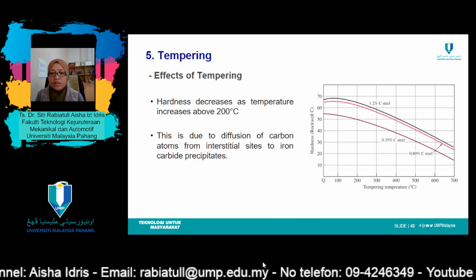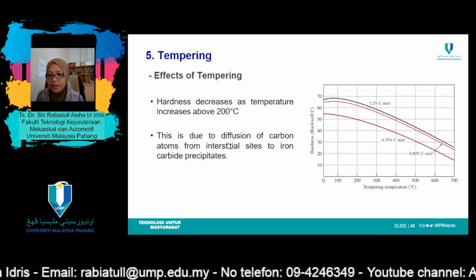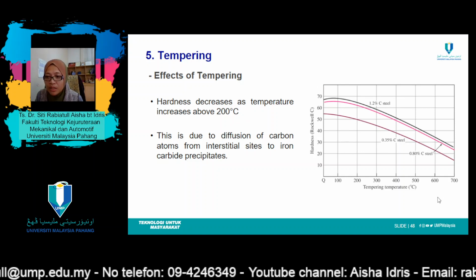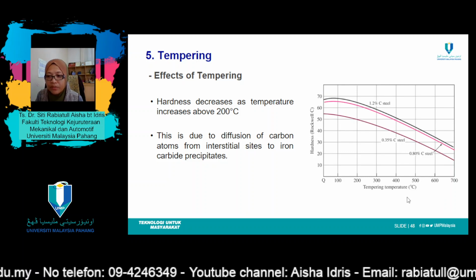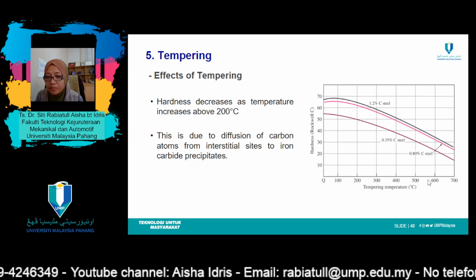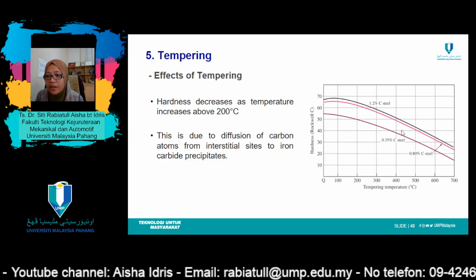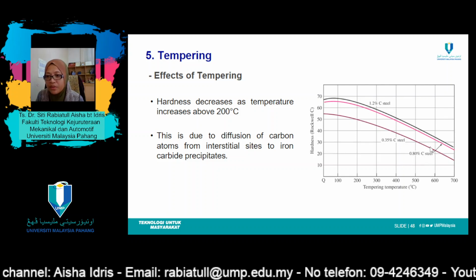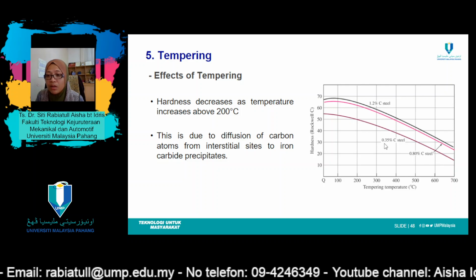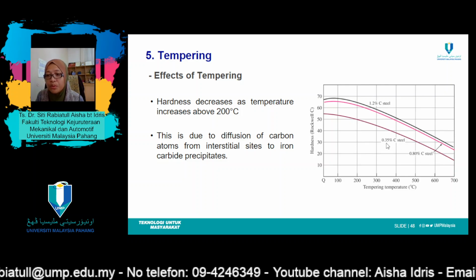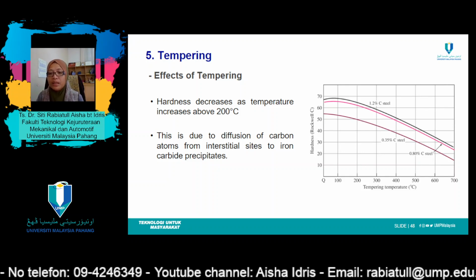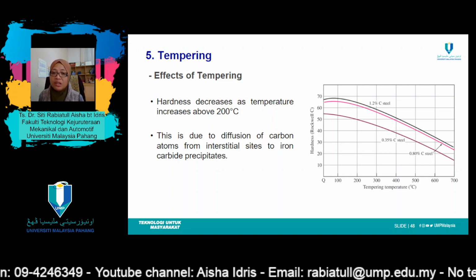So that's tempering. Hardness decreases as temperature increases above 200 degrees C. Also, let's look at this hardness versus temperature graph over here. As the temperature increases, the value of hardness decreases. You can see the trend from this profile. If you compare 1.2% carbon steel, 0.8% carbon and 0.3% carbon steel, it's all decreasing in hardness as the temperature keeps increasing for tempering.